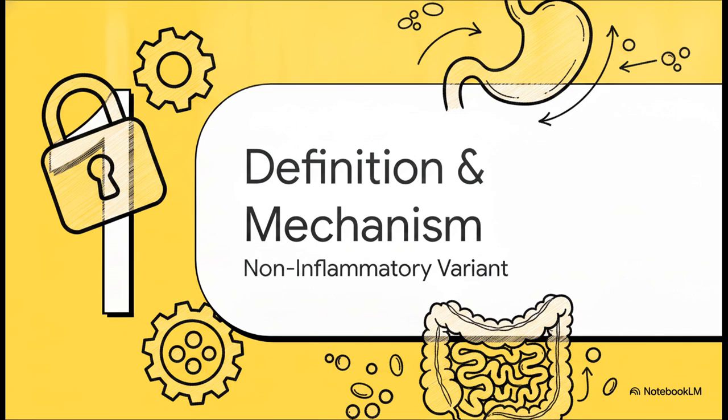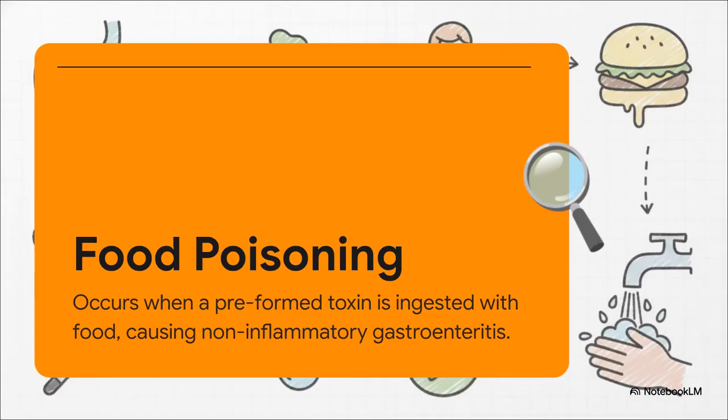All right, Section 1. Definition and mechanism, the non-inflammatory variant. So, when we talk about this specific type of food poisoning, non-inflammatory gastroenteritis, we're really talking about an intoxication, not a true infection. And hey, this is absolutely crucial. Underline this in your mind. The patient is ingesting a pre-formed toxin right along with their food. The bacteria have already done all the heavy lifting while that potato salad was just sitting out on the buffet table. They proliferated, they pumped out an enterotoxin, and the patient literally just ate that toxin straight up.